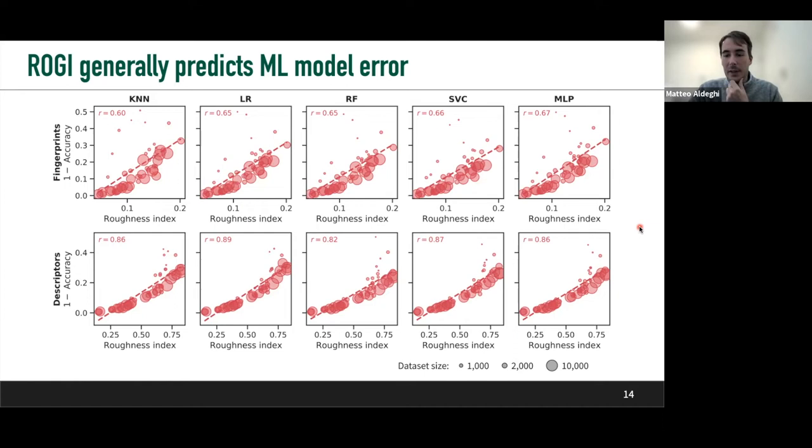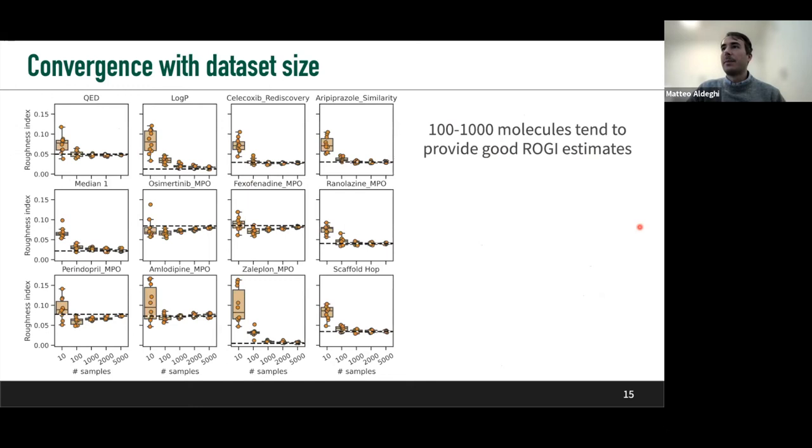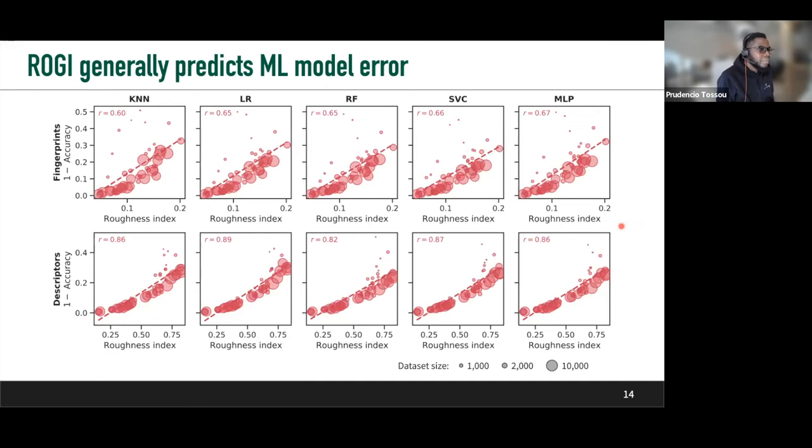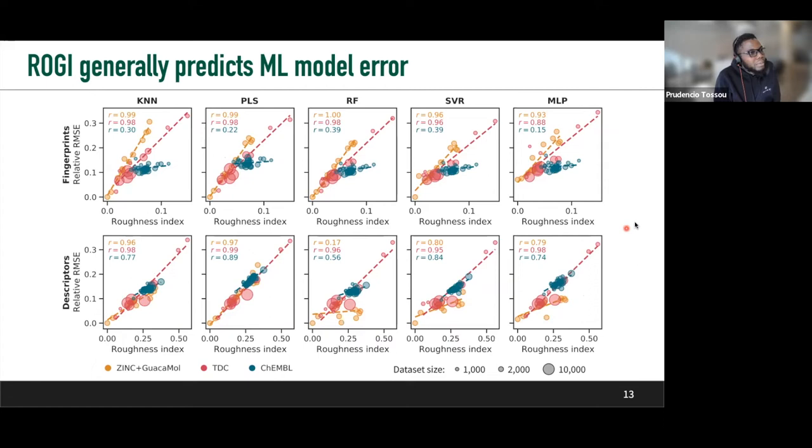Yeah, go ahead, Benjamin. Can you go back to the previous slide, the one before? In some cases you have the correlation being around 0.2 or 0.4. What do you make of these cases? What does that tell you?